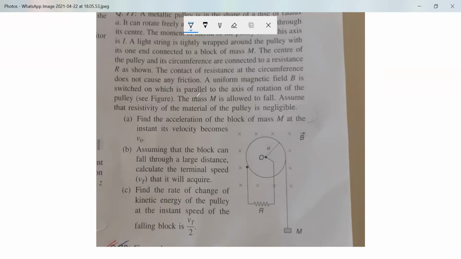So what is happening? We have this metallic pulley, which is in the shape of a disc. It's a solid disc of radius A, so we'll take the moment of inertia of the pulley as ma square by 2. It can rotate freely about the horizontal axis passing through its center, with moment of inertia that is only given to us as I. A light string is tightly wrapped around one end, connected to the block. The center of the pulley and its circumference are connected by a resistance like this. The contact of the resistance at the circumference does not cause any friction.